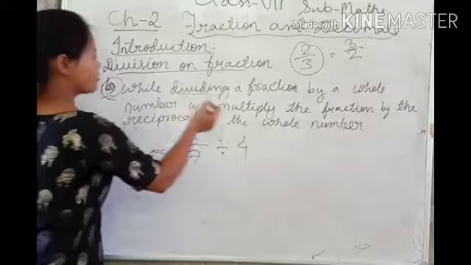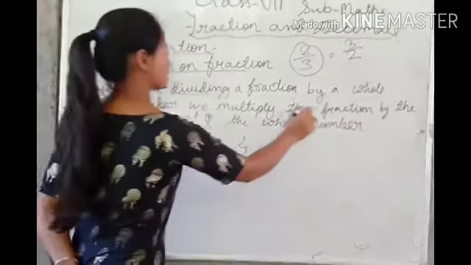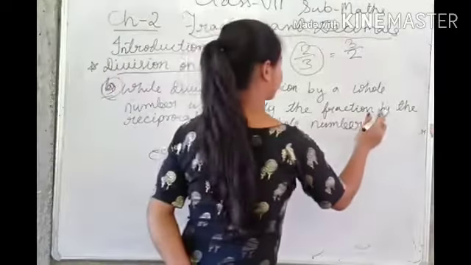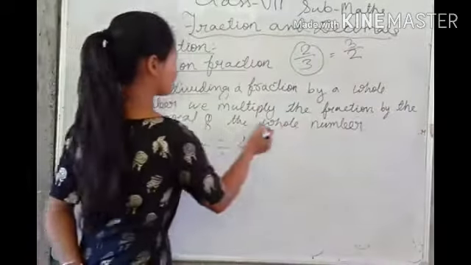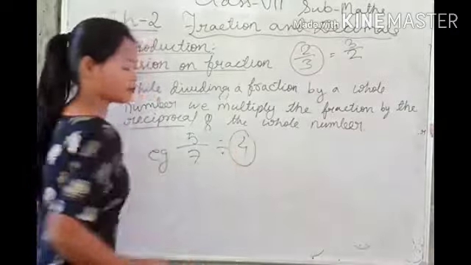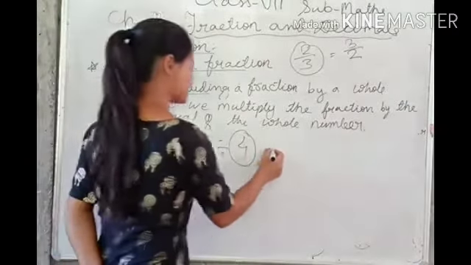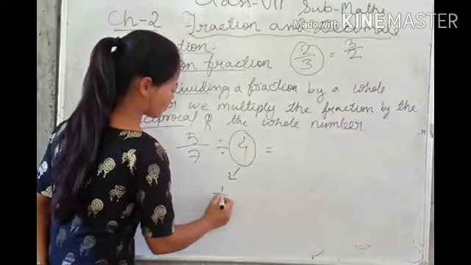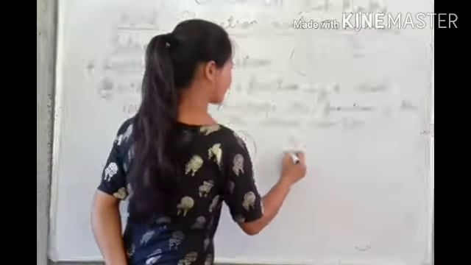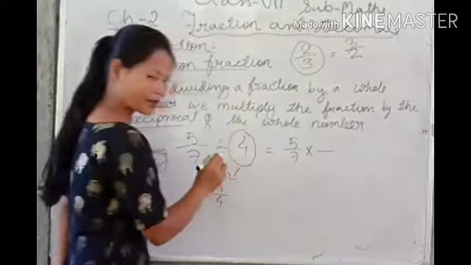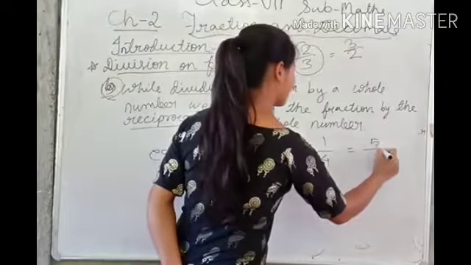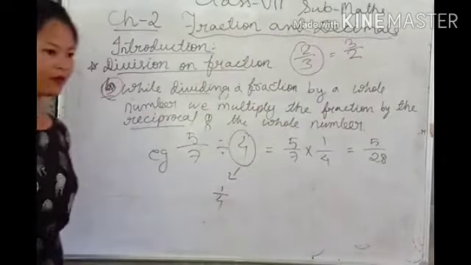While dividing a fraction by a whole number, we multiply the fraction by the reciprocal of the whole number. So what will be the reciprocal of 4? Reciprocal of 4 is 1 upon 4, isn't it? Now you will multiply this fraction with the reciprocal of the whole number, 1 upon 4. So how much will you get? 5 upon 28.